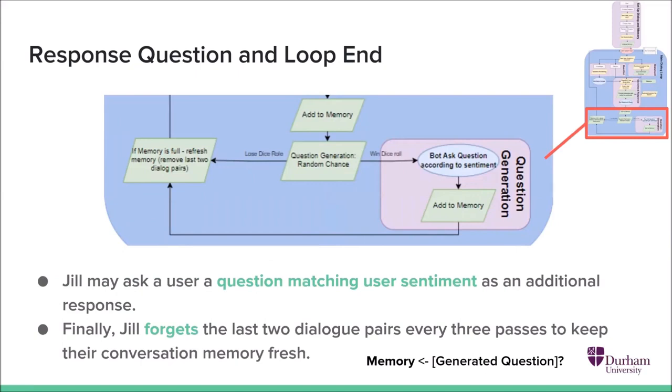And finally, there is a small chance that Jill may ask a question in response. And this is pulled from a bank corresponding to the sentiment of the user at that point. So for example, if the user has a positive sentiment, Jill may ask, what do you like about X? Likewise for negative, neutral is just tell me more about this, something like that. If the memory's full, we finally remove the last two dialogue pairs so Jill doesn't reference old conversation.